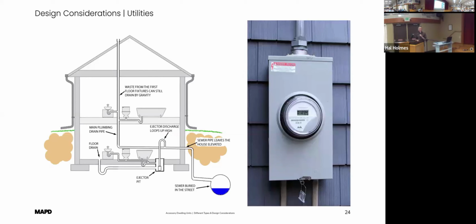And then finally, utilities. You need to decide whether or not you're going to have separate metering. The utility might have an opinion about this, even if it's not written into the letter of the code, so you're going to want to have that conversation early. If you're thinking about renting out the house, you probably are definitely going to want a separate meter so that your tenant isn't just running up your utility bill.